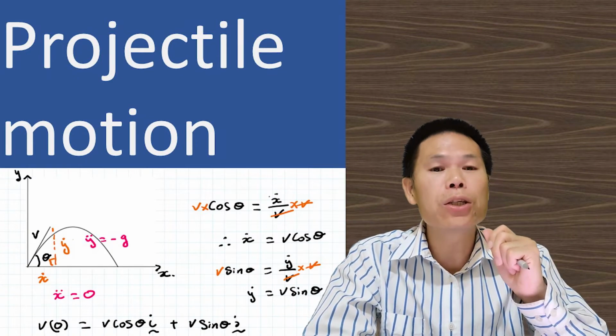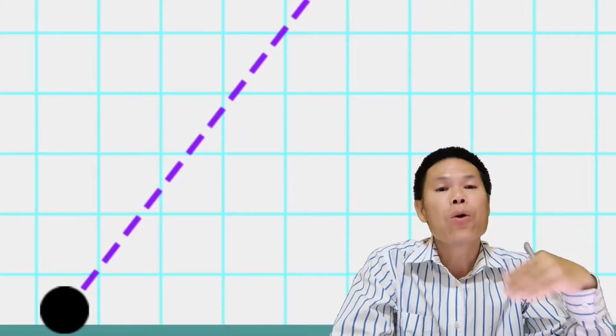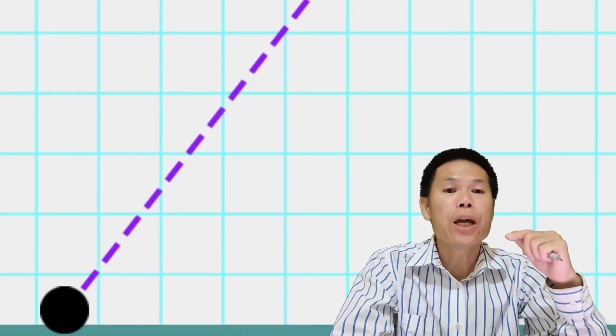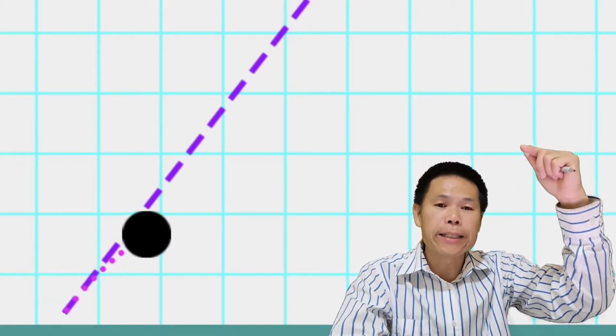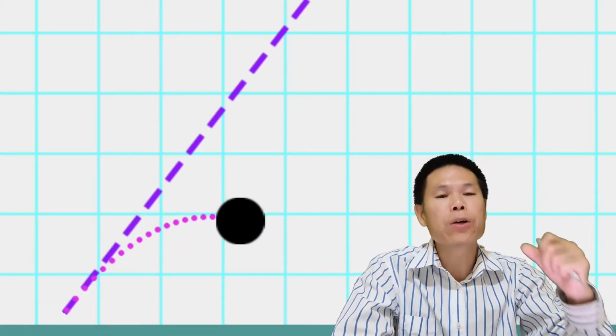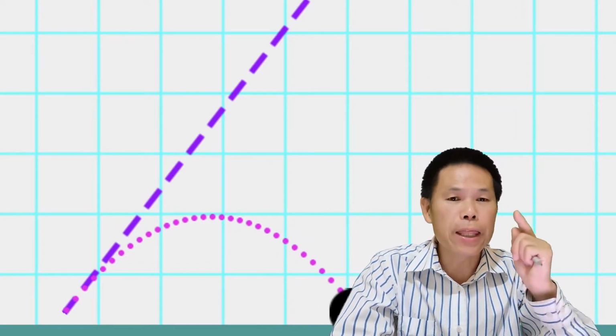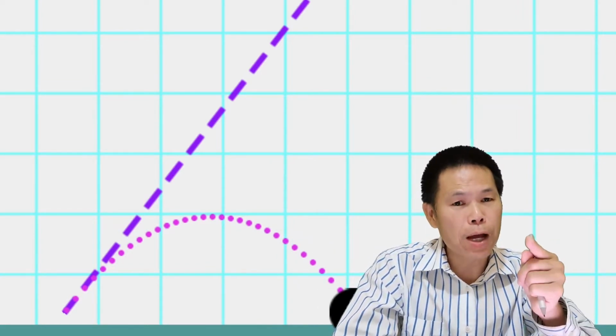In this lesson, I'm going to teach you projectile motion. When a particle is projected upward into the air, it will go up to a certain height and will fall down to the ground. This is due to the gravity of the earth, and it follows a parabola.